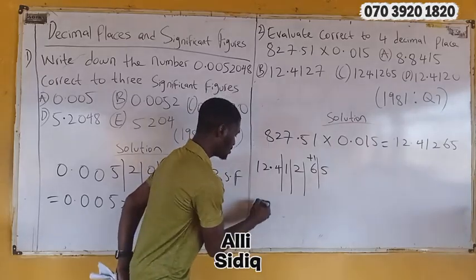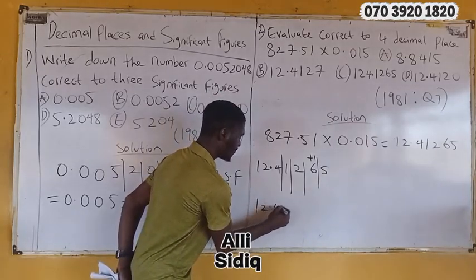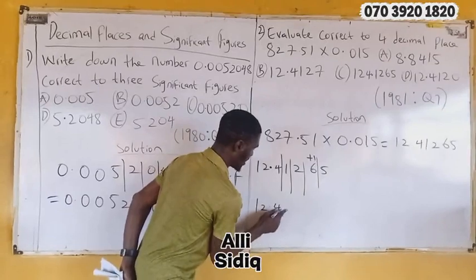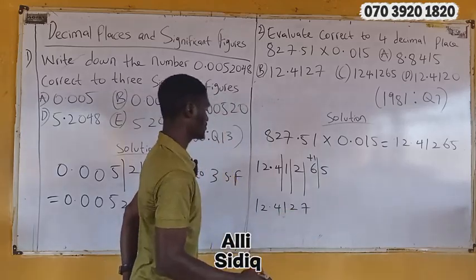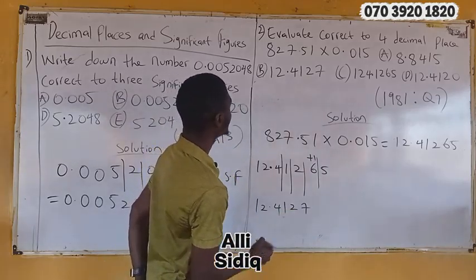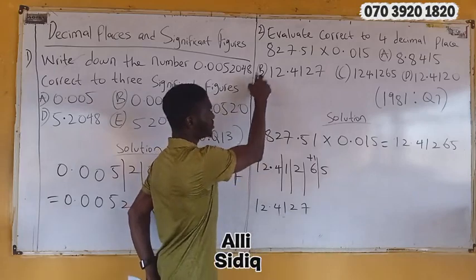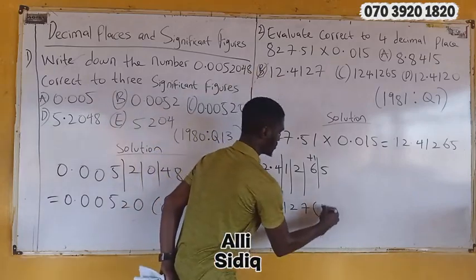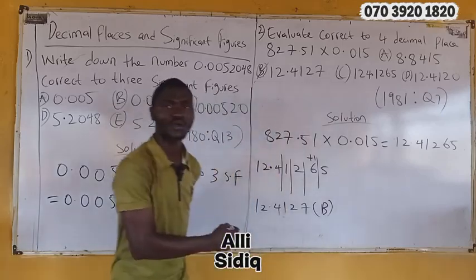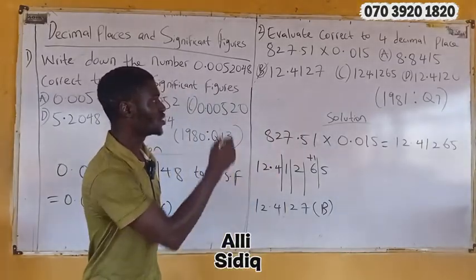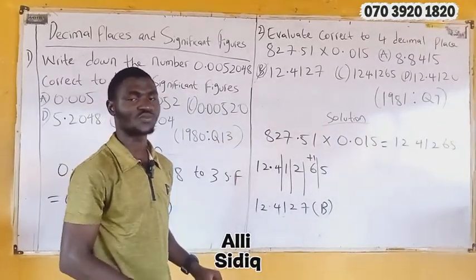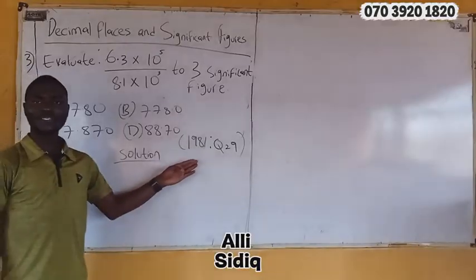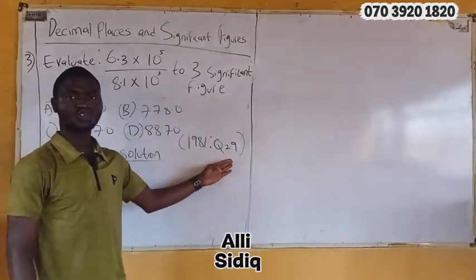So my answer will be 12.4127. What option is that? 12.4127. That's option B. That's my correct answer. So that was JAMB past question 1981, question 7. Let's move on to another one for more understanding. This is JAMB past question 1981, question 29.